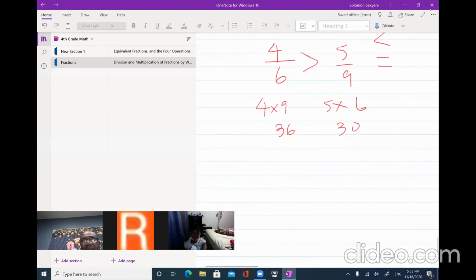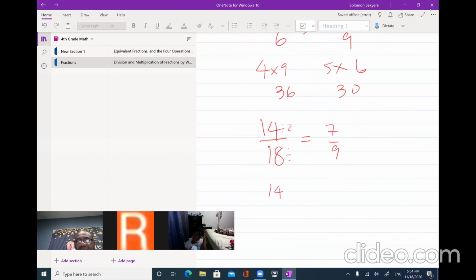Can you write an equivalent fraction of 14/18? For an equivalent fraction, you have to either divide by the same number or multiply by the same number. I think it's 7/9. Okay, so this one here, you can divide by the same number, 2, to get 7/9, or you can multiply both by 2. You understand, Janelle? Yes. Equivalent fractions, okay? You either divide by the same number or multiply by the same number.